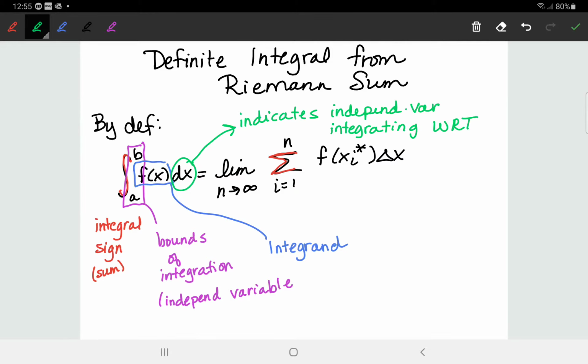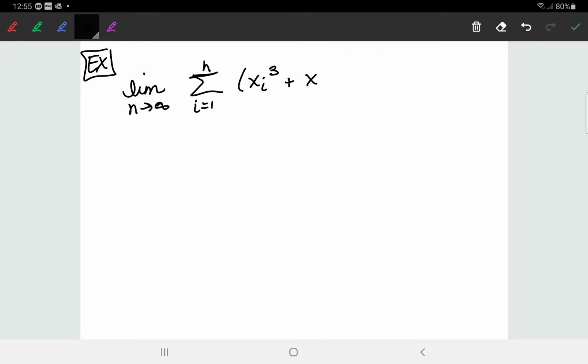Okay, so let's express a Riemann sum as a definite integral. So, for example, let's say we're looking at the Riemann sum as n goes to infinity of the sum as i goes from 1 to n of x sub i cubed plus x sub i times the sine of x sub i times delta x. We can also use stars here if you'd like. That would be fine. Okay. Just gets a little messy there with that cube. But anyway, let's see how this all plays out.